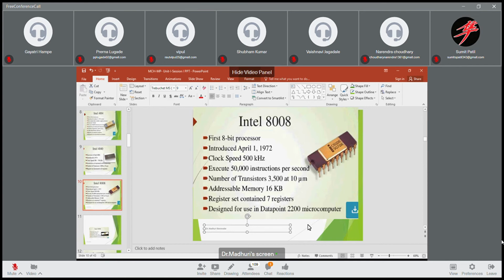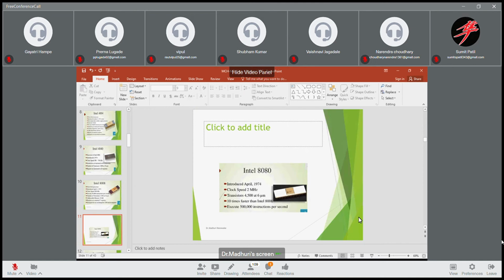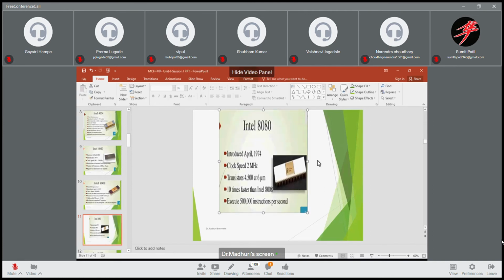Okay, now the next processor is the Intel 8088.